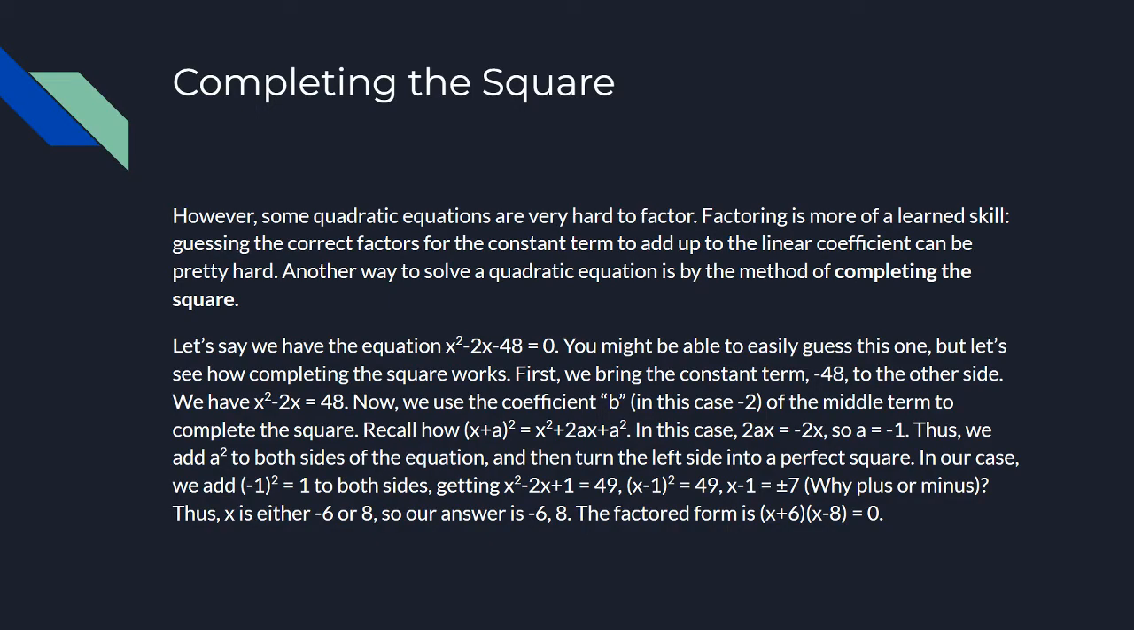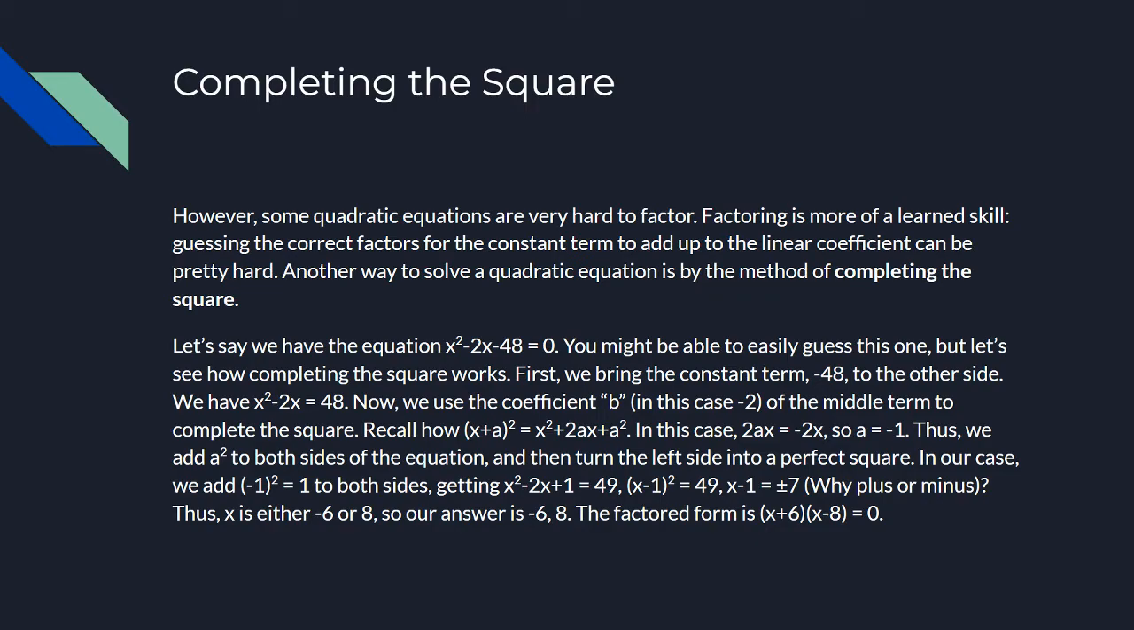Now we use the coefficient b, in this case -2, of the middle term to complete the square. So remember how x plus a squared is equal to x squared plus 2ax plus a squared? Well, in this case, I probably shouldn't be using a here because that usually means something entirely different in a quadratic, but in this case, 2ax is equal to -2x, so a equals -1. So what we want to do is add a squared to both sides of the equation, and then turn the left side into a perfect square. So here we would add 1 to both sides, getting x squared minus 2x plus 1 equals 49.